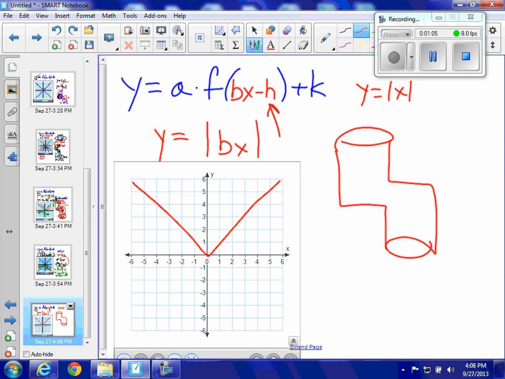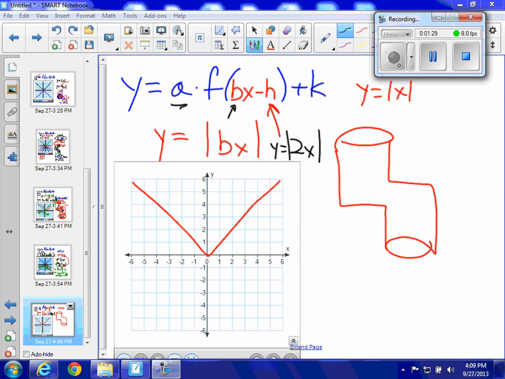And I'm going to deal with this specific function, y equals the absolute value of 2x. So the 2 is now inside the function. It's not outside like the a. It's inside right there. It is a b. And we're going to isolate just this one part.